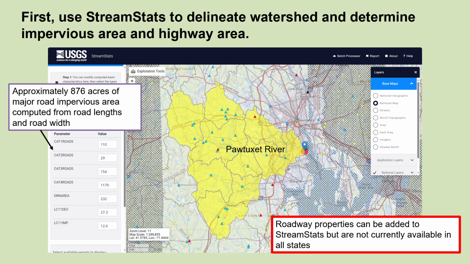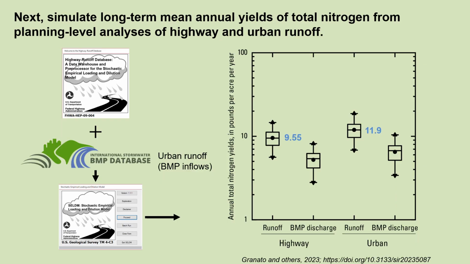And just a reminder that the roadway properties are not widely available, but they can be added to StreamStats through a cooperative agreement with USGS.